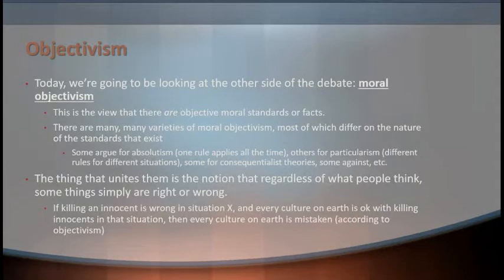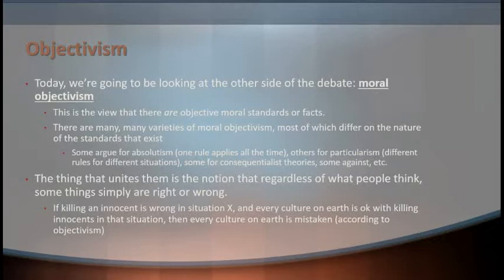Now, today we're going to be looking at the other side of this debate. We're going to be looking at moral objectivism, and this is the view that there are objective moral standards and facts. Now, there are many, many varieties of moral objectivism, most of which differ about the nature of the standards that exist. Some, for example, argue for what's sometimes called absolutism, the idea that there are objective moral standards and they apply to all people at all times, regardless of circumstances. This is the sort of thing like thou shalt not kill. What part of that did you not understand? Or so the bumper stickers say. It's the idea that killing is wrong no matter what circumstances you're in.